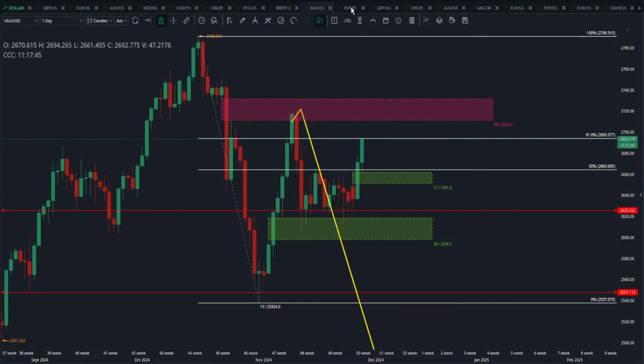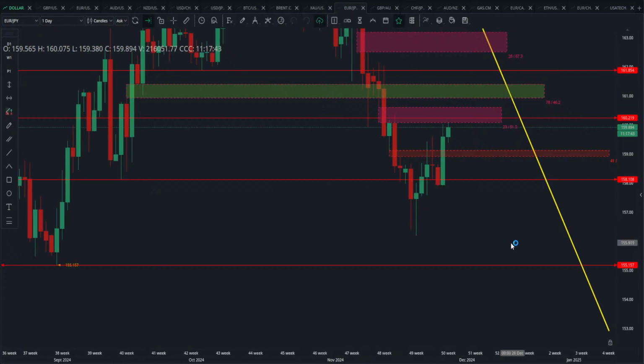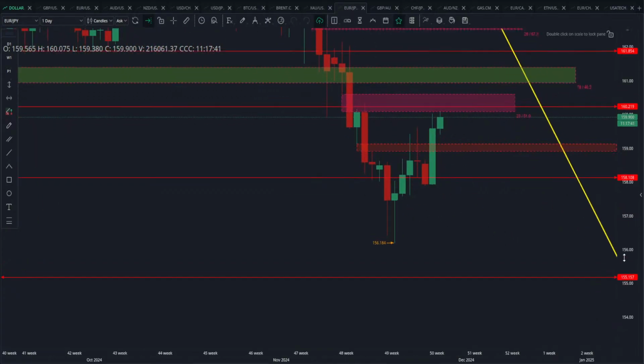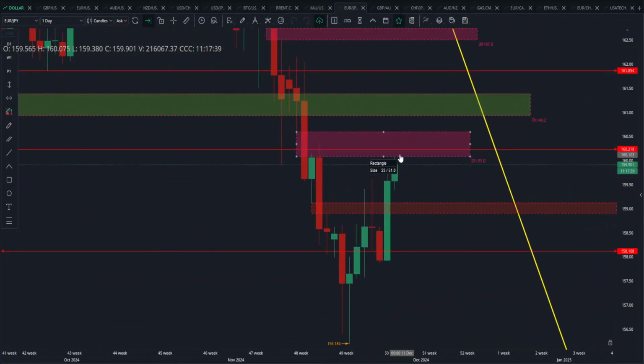What about the euro yen? Euro yen has finally come to that level again. This is the second time the price has come to that level. I will not be expecting this level to hold as a resistance. Why?